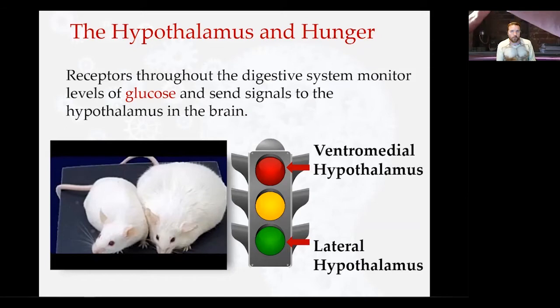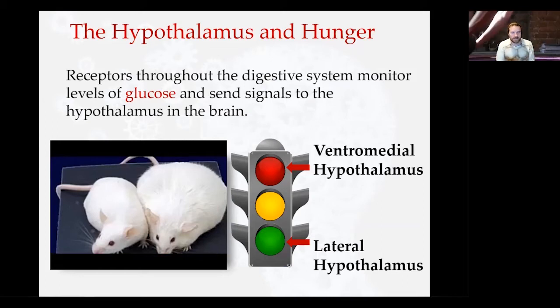So when we're looking at the mice in the image, the mouse on the right had his ventromedial hypothalamus damaged through lesioning. And what occurs is a mouse who is constantly hungry, because their hypothalamus, specifically the ventromedial hypothalamus, is never sending the message to stop eating. So they just gain more and more weight.